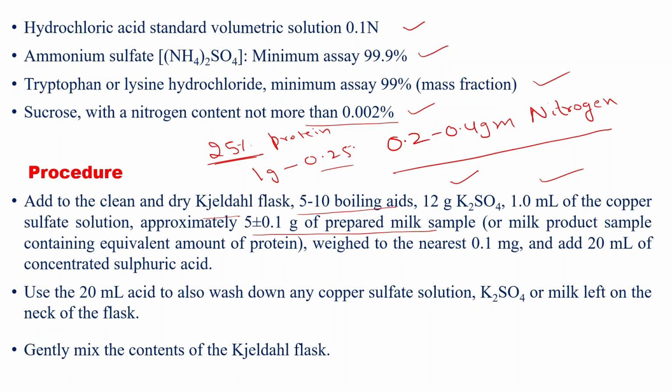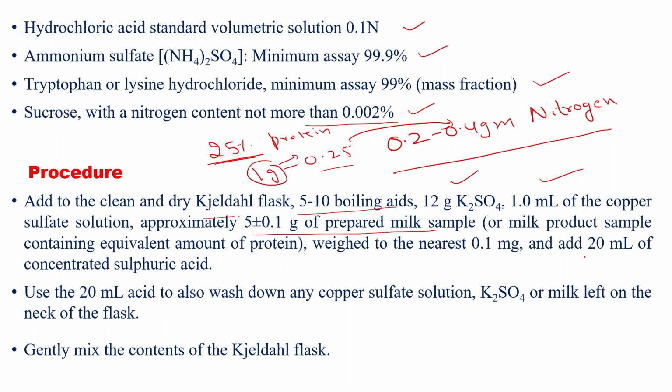So I can use 1 gram of the sample for the digestion instead of taking 5 gram. This way, the quantity of the sample to be taken depends on the protein content in the sample. It is to be decided in a way that the sample should have a nitrogen content between 0.2 to 0.4 gram, as I have told you.